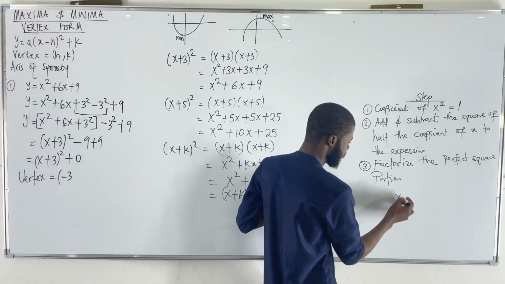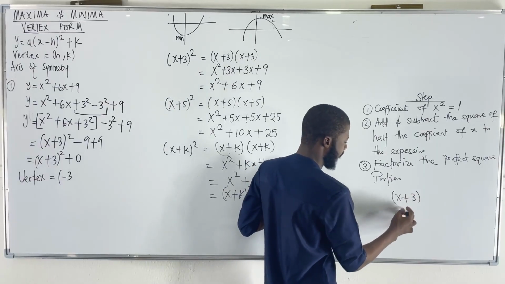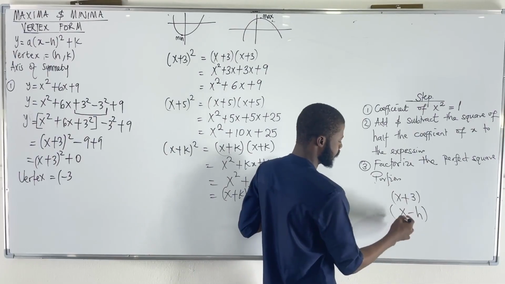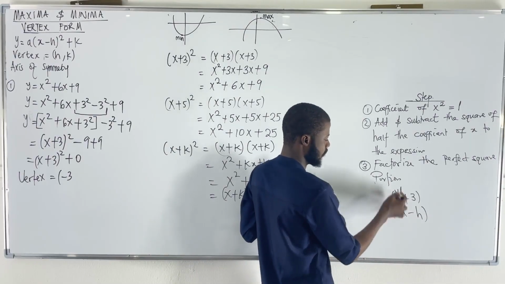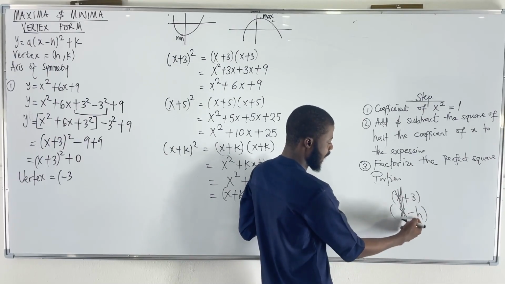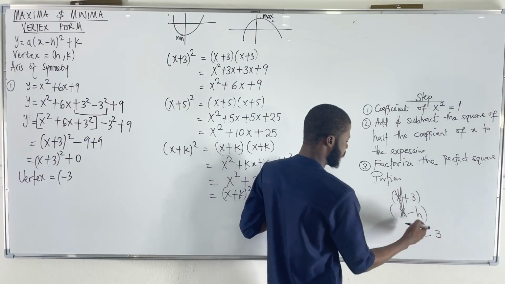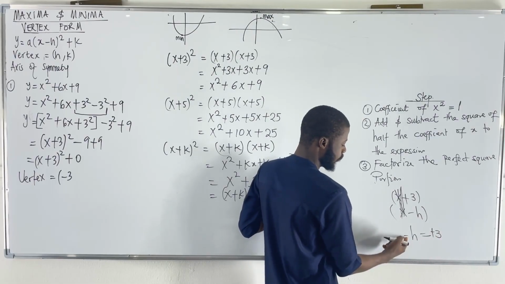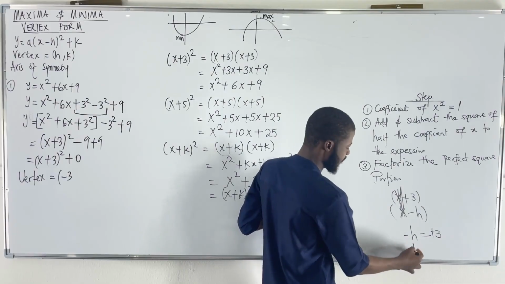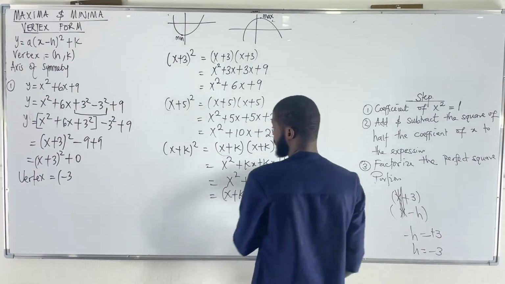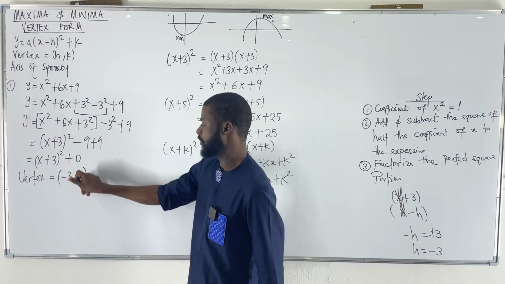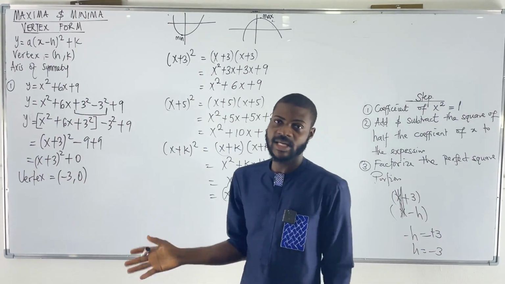So we have x plus 3 and we have x minus h. When this 2 goes, this side is gone. So we have minus h equal to 3 or equal to plus 3. We need this minus to be on the other side, so h is minus 3. So that's why h is that. And then comma 0. So that's our vertex.